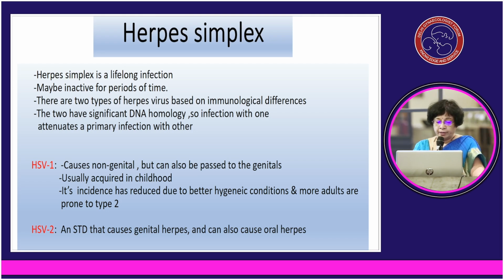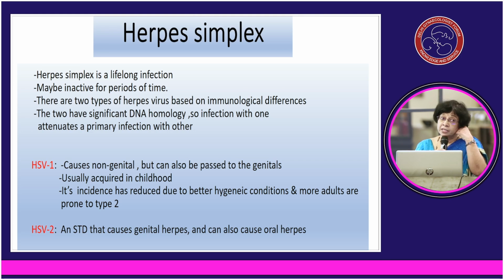So now we come on to herpes simplex, another disease which is causing lots and lots of morbidity to the baby. It's a lifelong infection, may be inactive for periods of time. There are 2 types of herpes viruses based on immunological differences. The 2 have significant DNA homology, that is similarity, so infection with one will give cross protection against the other.